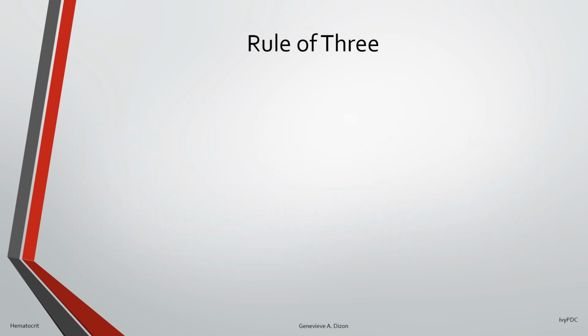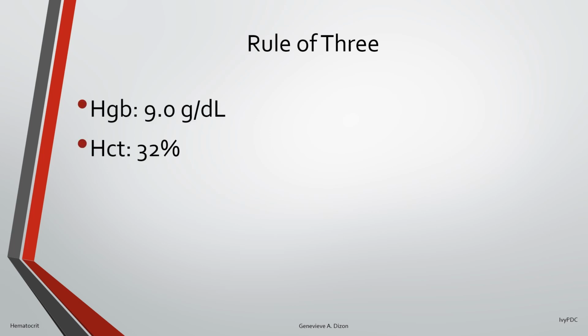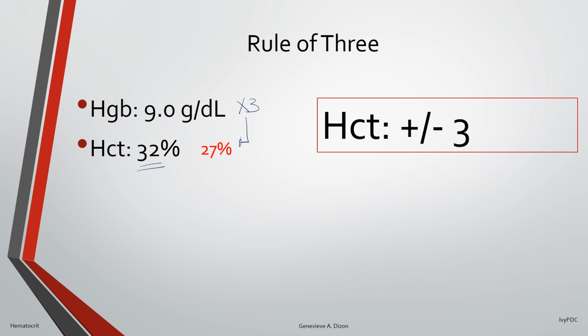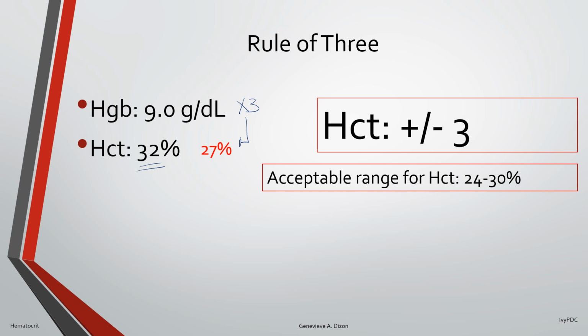Let's now give examples on what we should do when we find any discrepancies. So let's say we have a hemoglobin value of 9 and a hematocrit of 32%. If we use the rule of 3, ideally when we multiply 9 by 3, we should get 27%, but our result is 32. Then we need to consider the reference range. It's plus minus 3 for hematocrit, so the acceptable range is 24 to 30%.